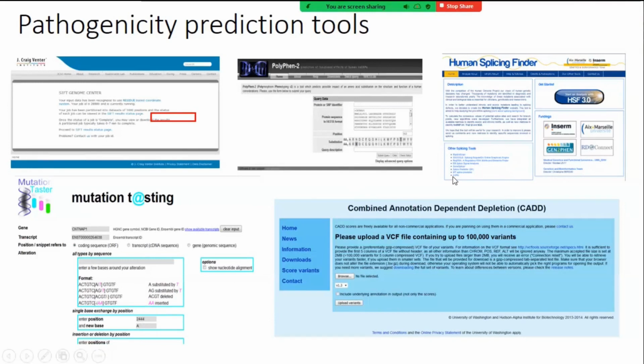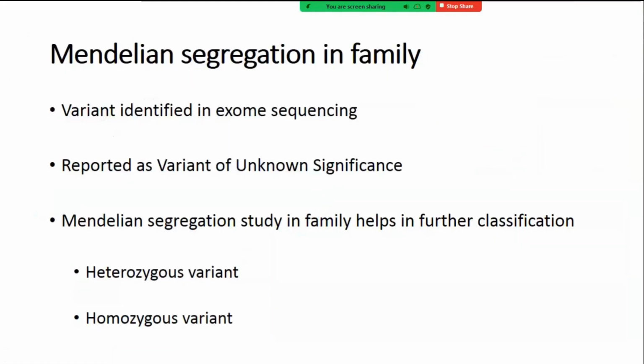Human Splice Finder is for the splice site mutation. So different software are available to make use of. Now that is up to there. You have now decided based on the software that it is pathogenic or benign or variant of uncertain significance. And mostly till here only most of the companies will do for you.